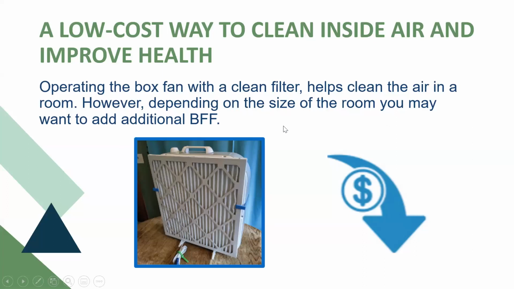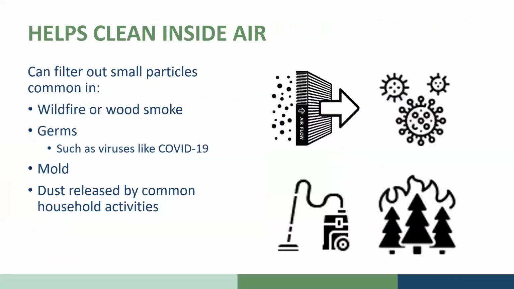However, depending on the size of the room, you may want to add an additional box fan filter or make sure to keep it close to wherever you are in the room. In terms of what these filters do, they actually help clean the indoor air just like a HEPA filter, or also just like the HVAC systems that we're talking about. So what they can do is filter out small particles common in wildfire or wood smoke, airborne germs such as the virus like COVID-19, mold, and dust released by common household activities like walking around the house, playing in the house if you have children, vacuuming, etc.